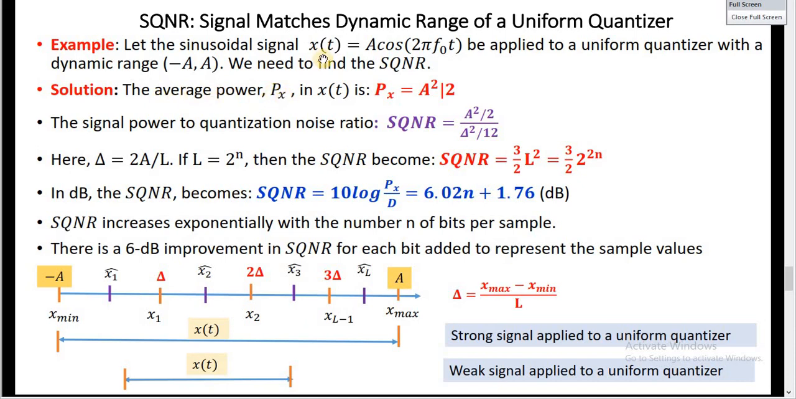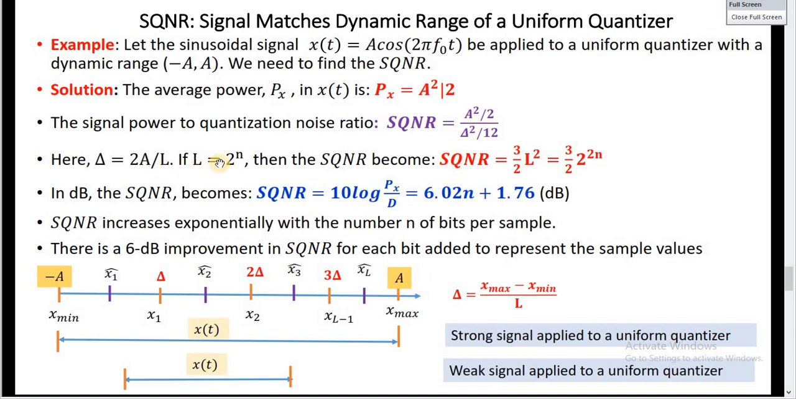So the average power, this is the sinusoidal signal, this is our signal. As we know, that's a sinusoidal signal, so the average power in the sinusoidal signal equals the amplitude square divided by 2. Now the signal to quantization noise ratio is the average signal power divided by the average quantization noise, and this formula for the quantization noise was derived on the previous slide. Here delta equals 2A over L, this A minus minus A divided by L.